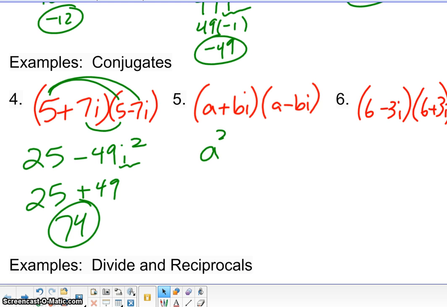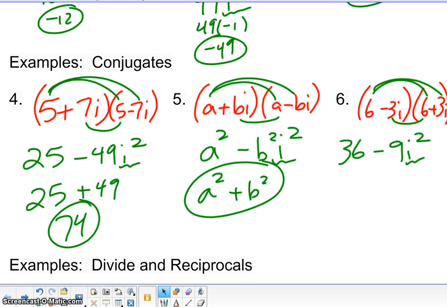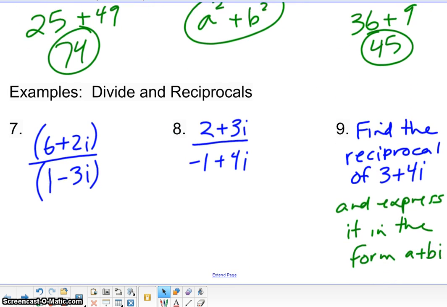So hopefully you have a squared, outside, insides cancel out, last is a negative b squared i squared. Okay, negative 1. Negative times a negative is a positive. Okay, push pause and do the next one. Okay, so when you have a conjugate, multiply, outside, insides cancel, and last is negative 9i squared. So i squared, negative 1, negative 36 plus 9 instead, and you get 45. So all of those things are necessary when you are going to divide and find the reciprocal of each.